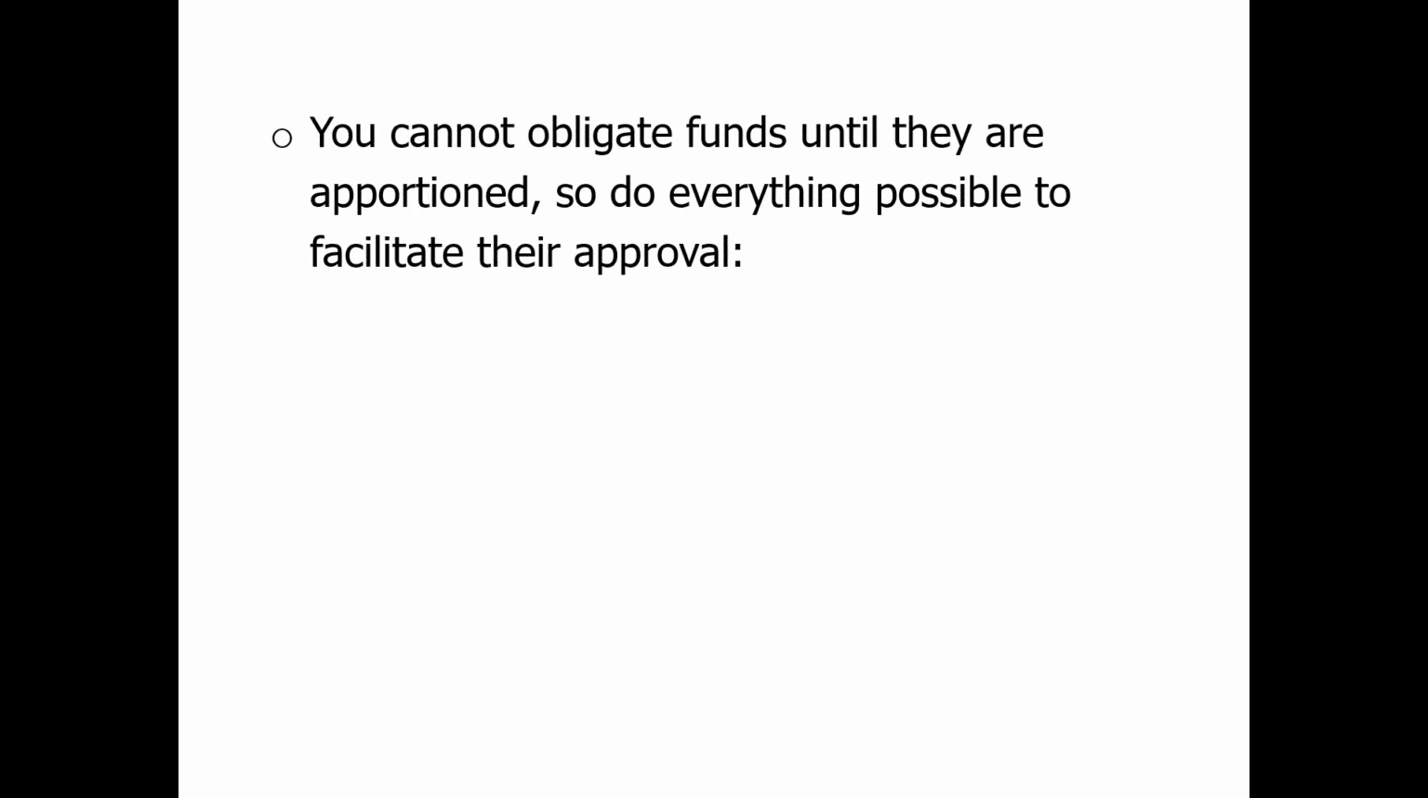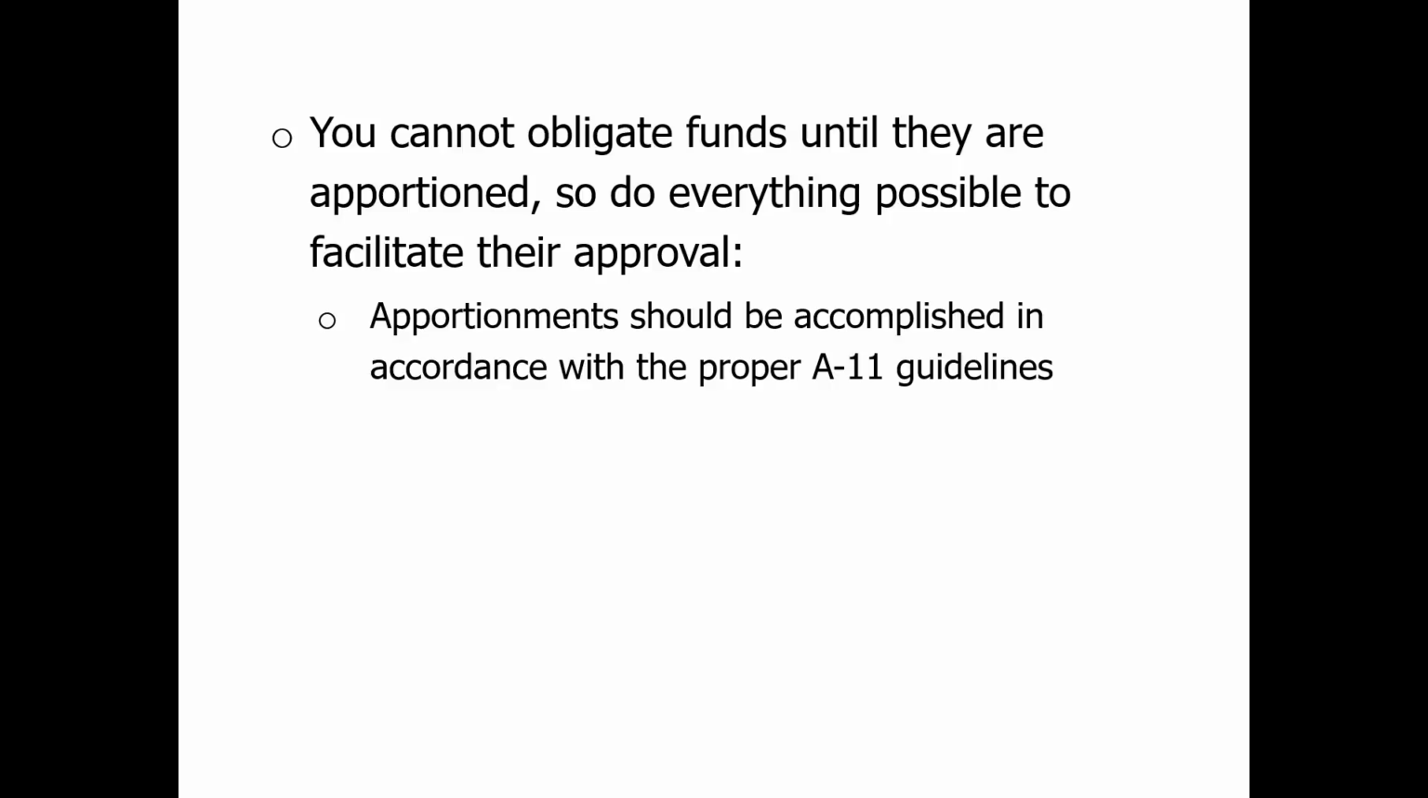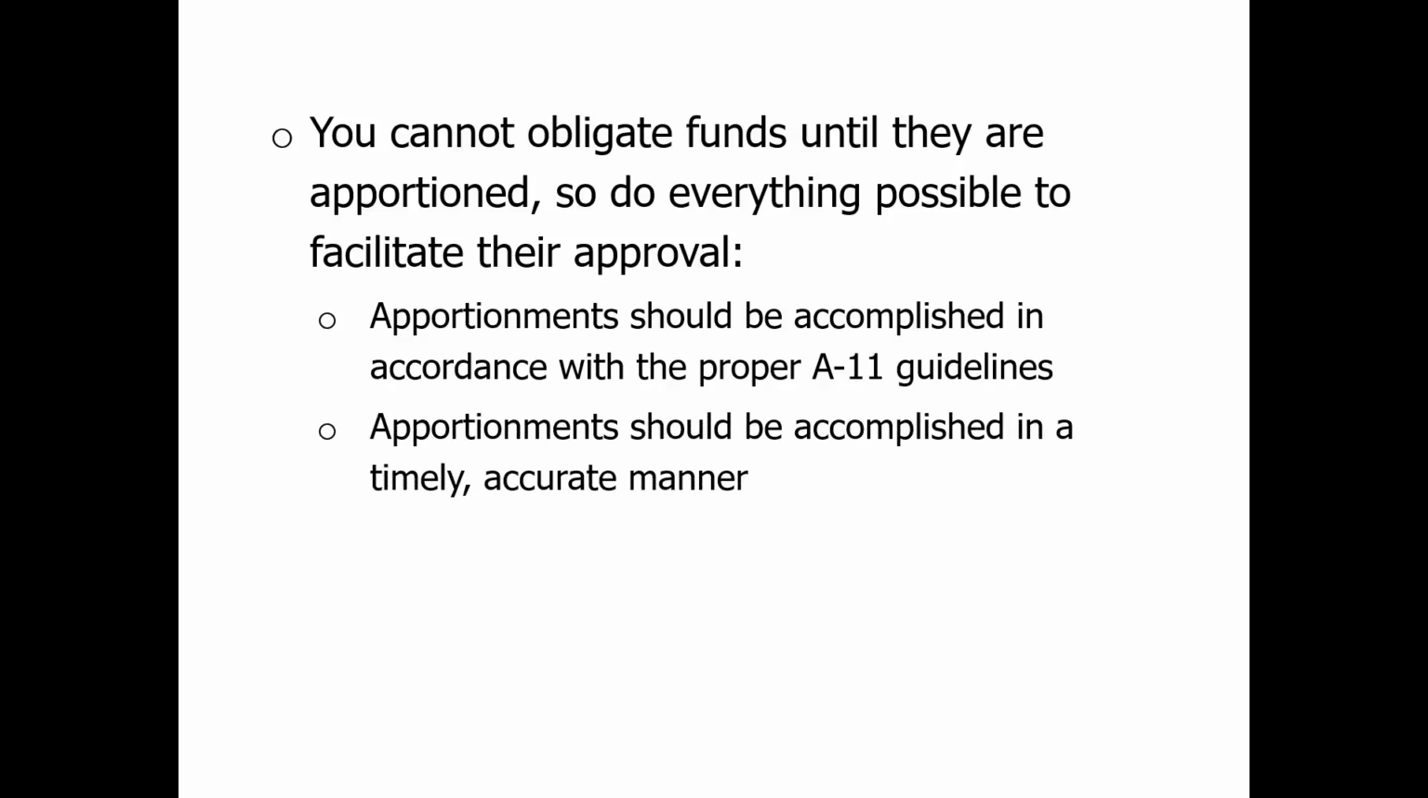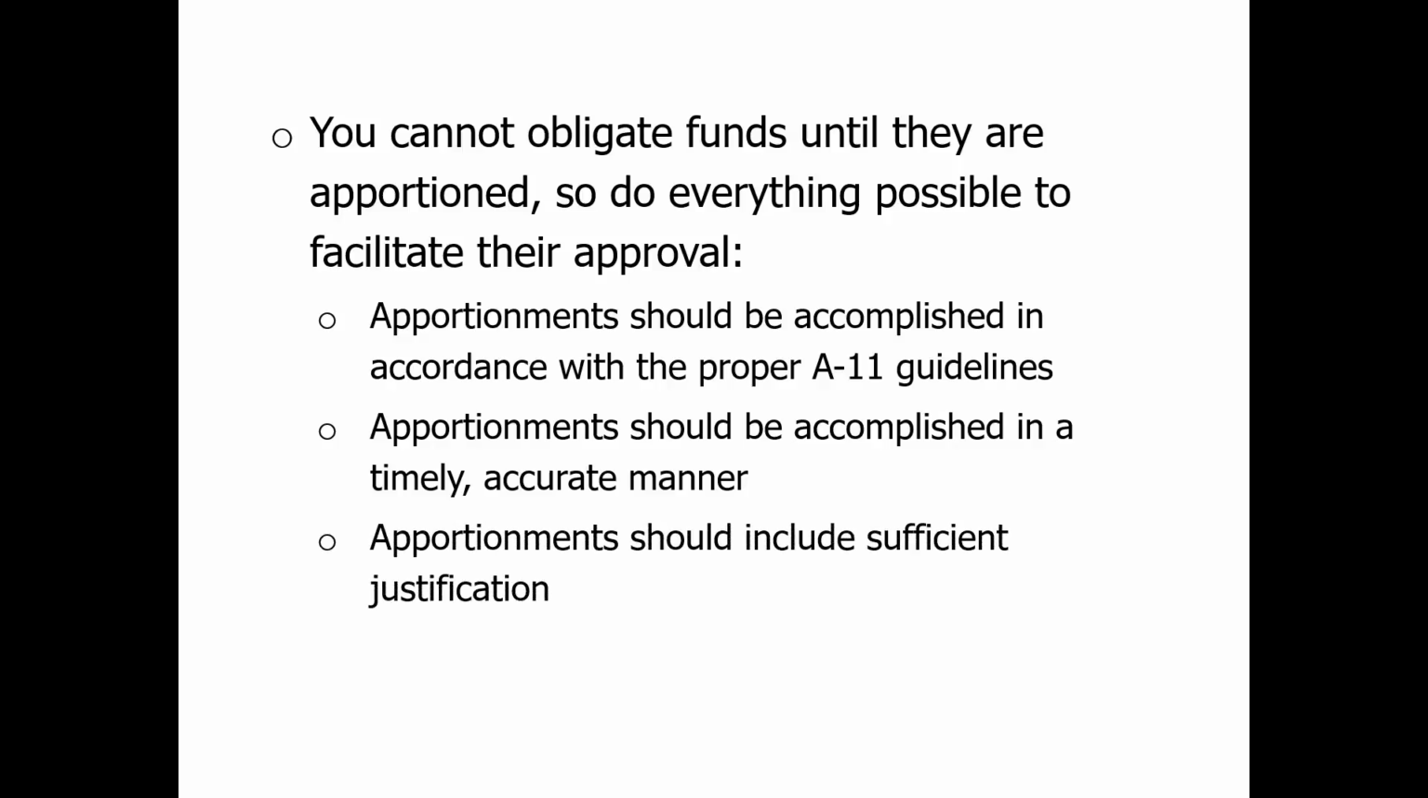As discussed in Module 1, you cannot obligate funds unless they're apportioned by OMB. So you should always keep in mind that you should do everything possible to facilitate approval of apportionments. That means you need to follow the proper OMB Circular A-11 guidelines. You should accomplish the apportionments in a timely and accurate manner, and you should provide adequate justification to speed approval.